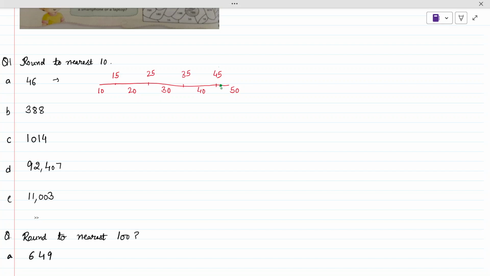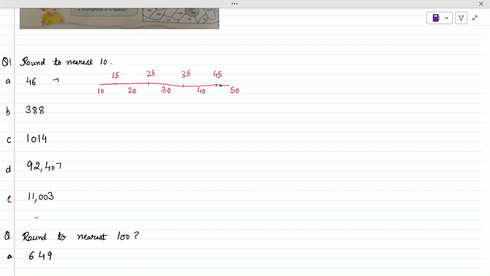Now we can see this 46 is near to 40 or 50. It is near to 50. Also, it is more than the half of 40 and 50. Half of 40 and 50 was 45. ये 45 से ज़्यादा है. So anything which is more than the half will go to the higher multiple. ठीक है? 45 से अगर कम होता तो वो 40 में जाता. 45 होता या 45 से ज़्यादा है तो it will go to 50.